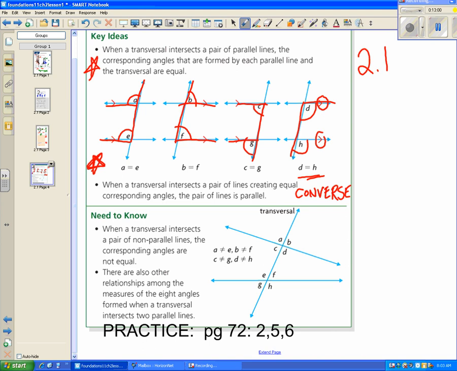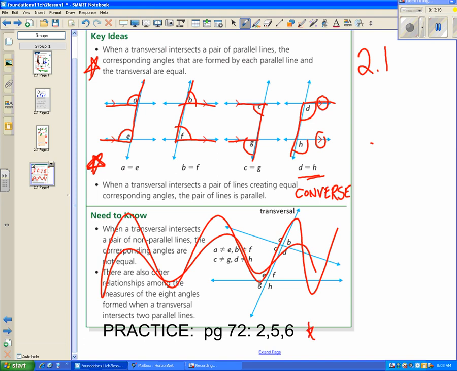So feel free to pause me if I'm going too fast here. When a transversal intersects a pair of lines creating equal corresponding angles, the pair of lines is parallel. This part you don't need to write down, but I would like this in your notebook. And once you're done, I would like you to try page 72, questions 2, 5, and 6. They're not long questions, but they are pretty good to make sure you understand this concept.